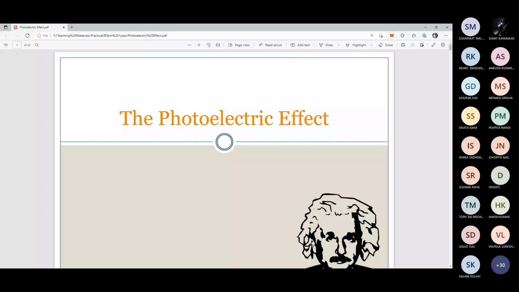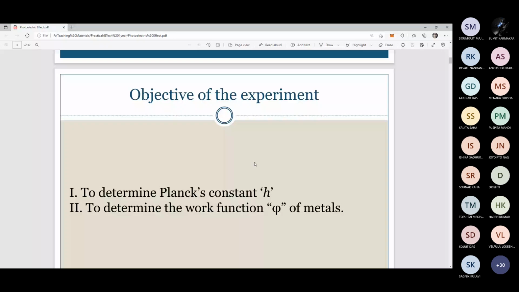So today we will discuss the photoelectric effect, and we will determine the Planck constant and the work function of the material. From this experiment, we will determine two things: one is the Planck constant, another is the work function of the material. Right? So, based on the experiment of the photoelectric effect.